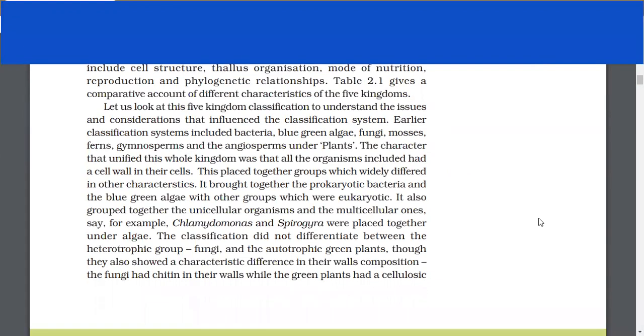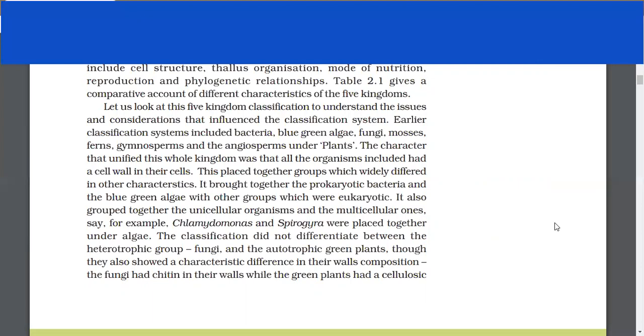Earlier, classification systems included bacteria, blue-green algae, fungi, mosses, ferns, gymnosperms, and the angiosperms under plants. The character that unified this whole kingdom was that all organisms included had a cell wall in their cells. This placed together groups which widely differed in other characteristics. It brought together the prokaryotic bacteria and the blue-green algae with other groups which were eukaryotic. It also grouped together the unicellular organisms and the multicellular ones. Say, for example, Chlamydomonas and Spirogyra were placed together under algae.